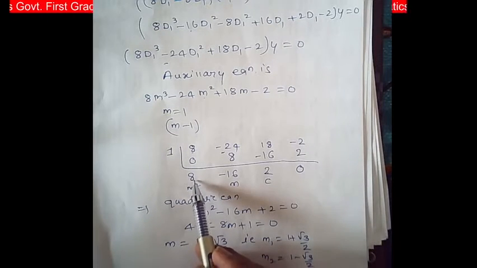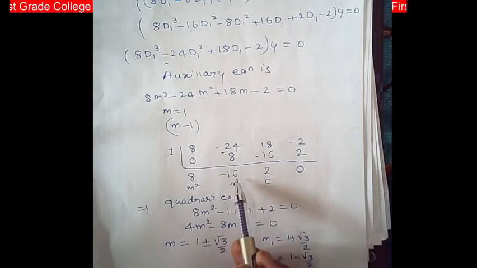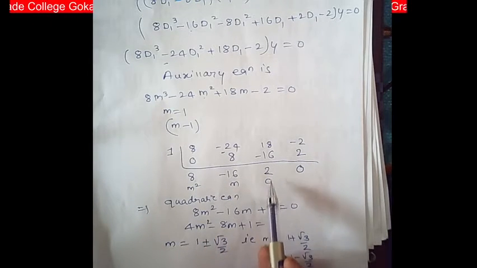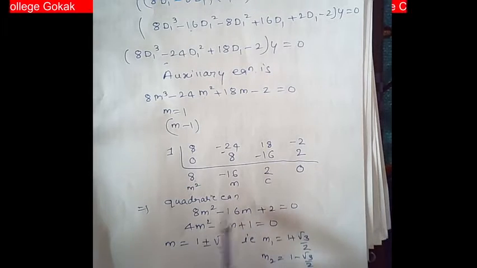That is, this is the coefficient of the highest term, m square, and this is the coefficient of m, and this is a constant. So therefore we write this as 8m square minus 16m plus 2 equal to 0. Now taking 2 common, we get 4m square minus 8m plus 1 equal to 0. Next we find the roots, either you apply the formula minus b plus or minus square root of b square minus 4ac by 2a, or you can apply the factorization method, whatever you apply.